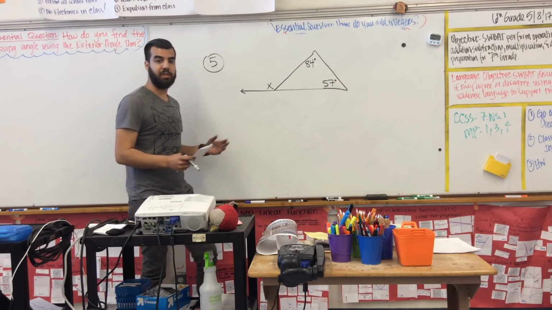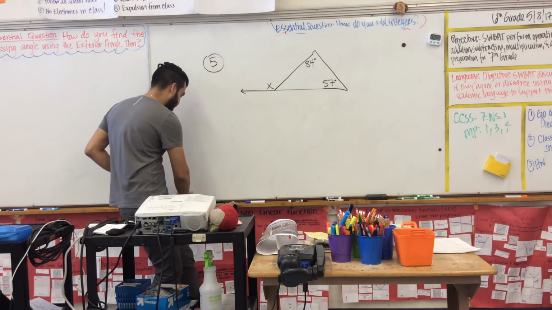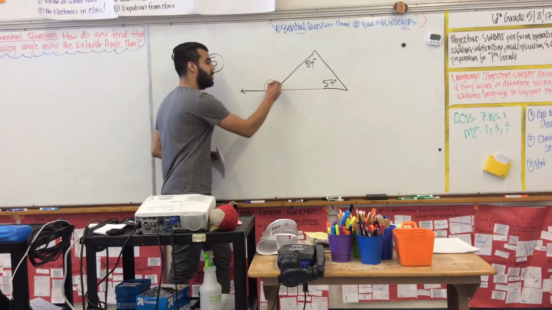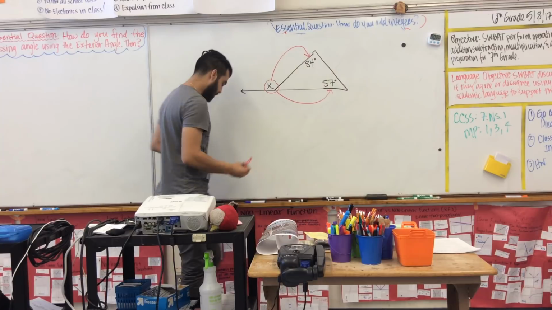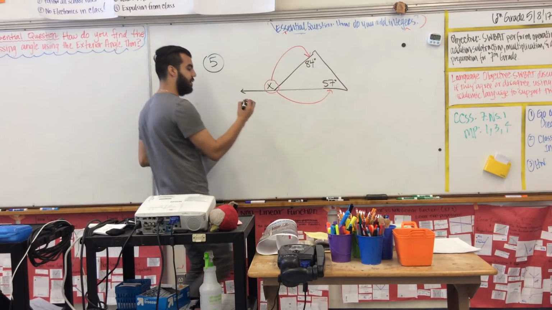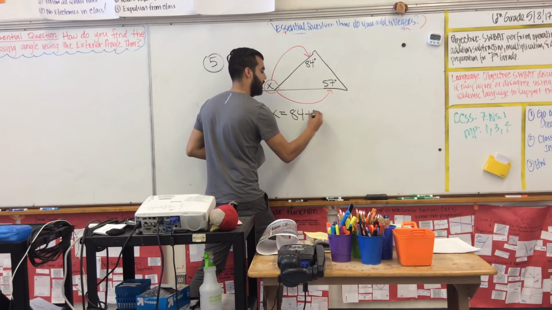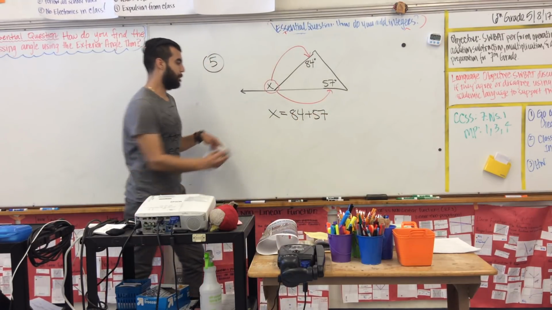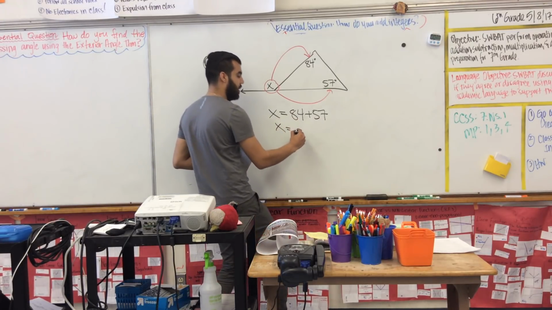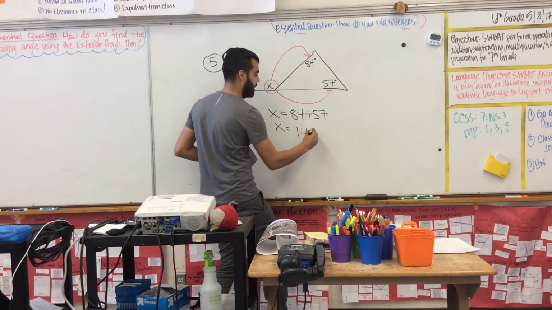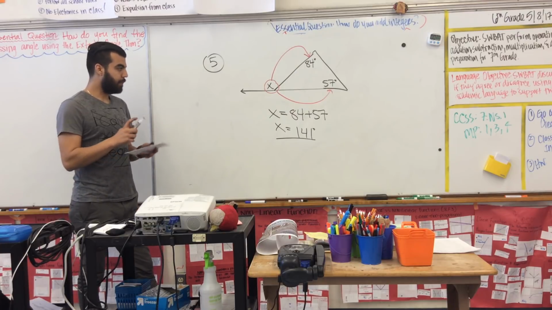The first thing you should do is point out the exterior angle. X is my exterior angle, and then the rule states that the exterior angle equals the sum of the two angles across from it. So let's go ahead and set up our equation. We have x equals 84 plus 57 degrees. Find the sum of these two angles. 84 plus 57 gives me 141 degrees. So x equals 141 degrees for this one.